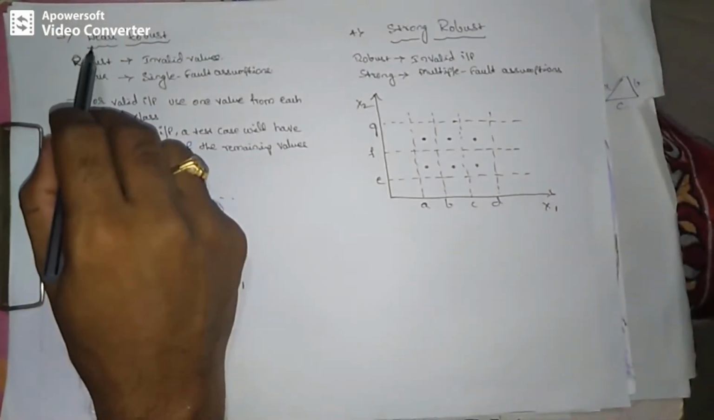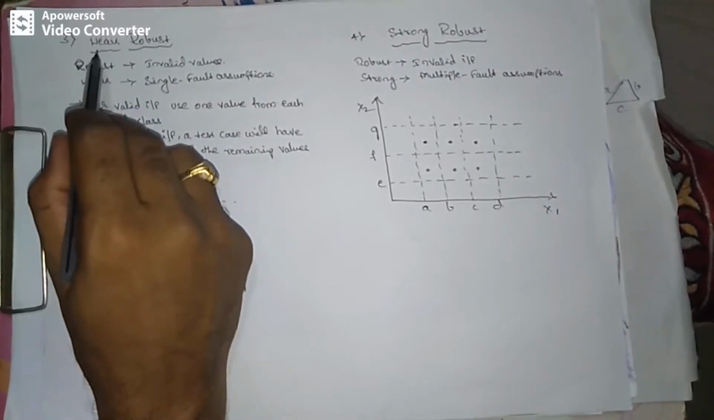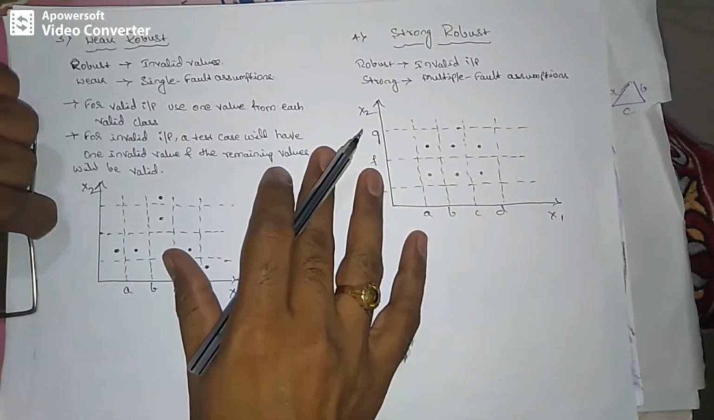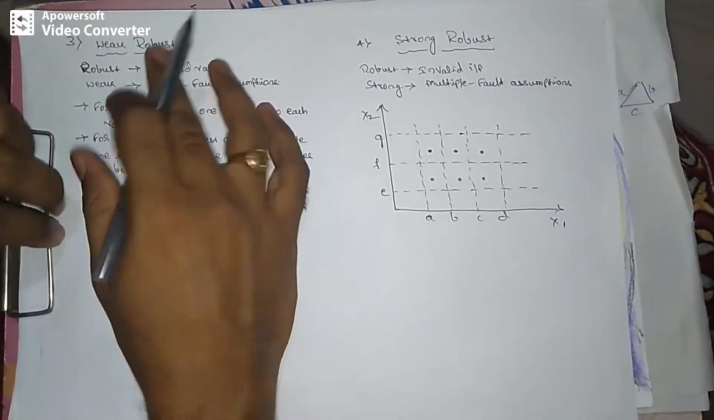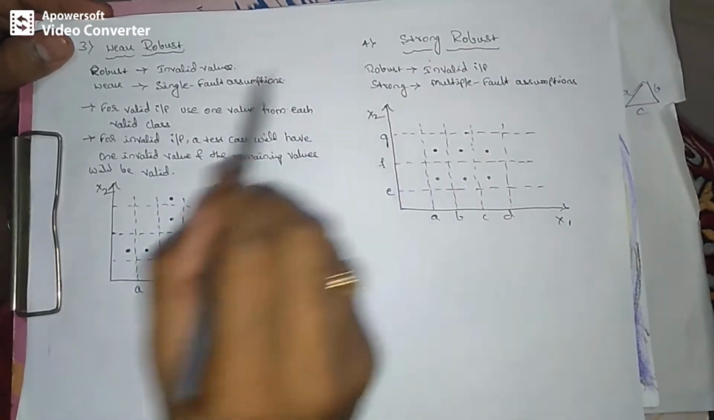So now the third testing technique is equivalence class testing technique, the weak robust equivalence class testing technique. Under this technique, what is the major difference between weak robust and strong robust, as well as weak normal and strong normal? Just we will give the difference.